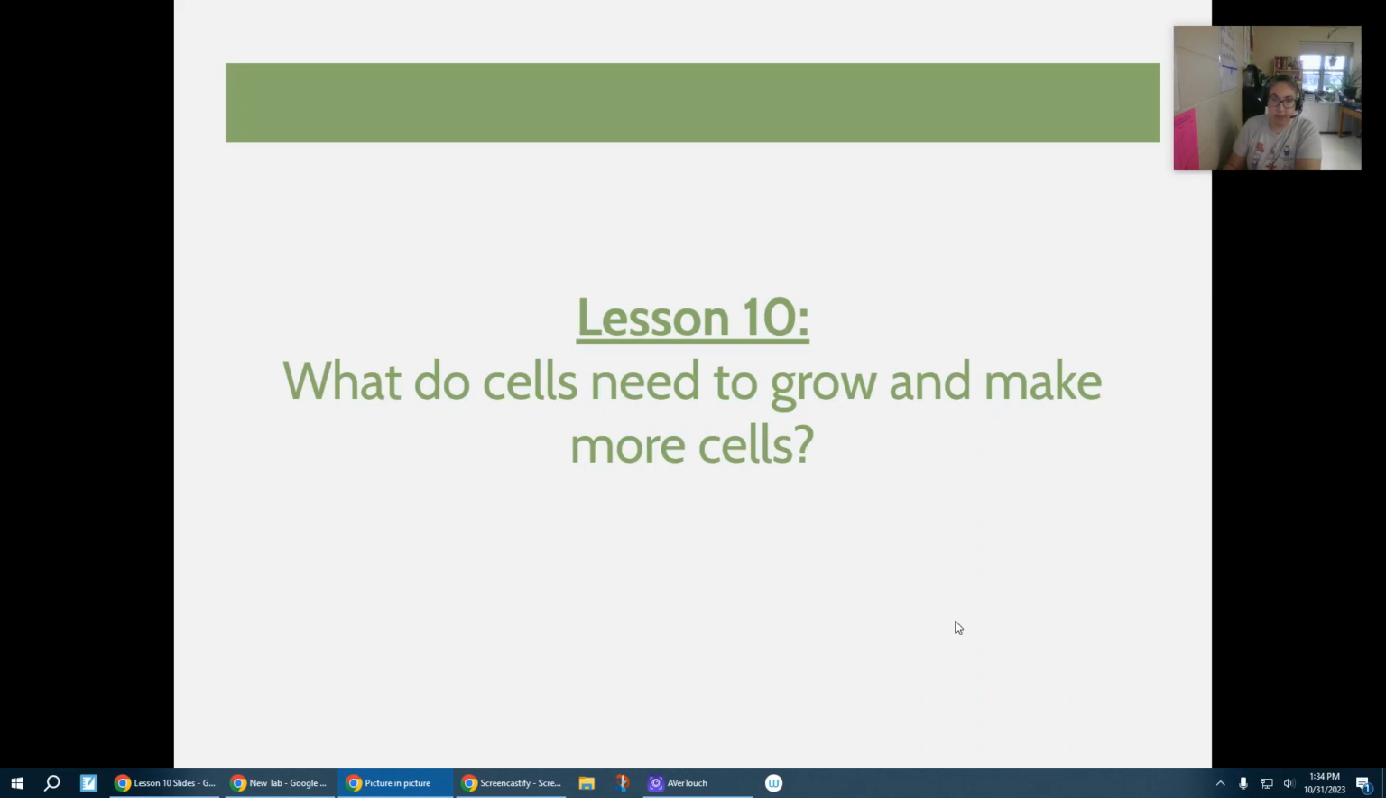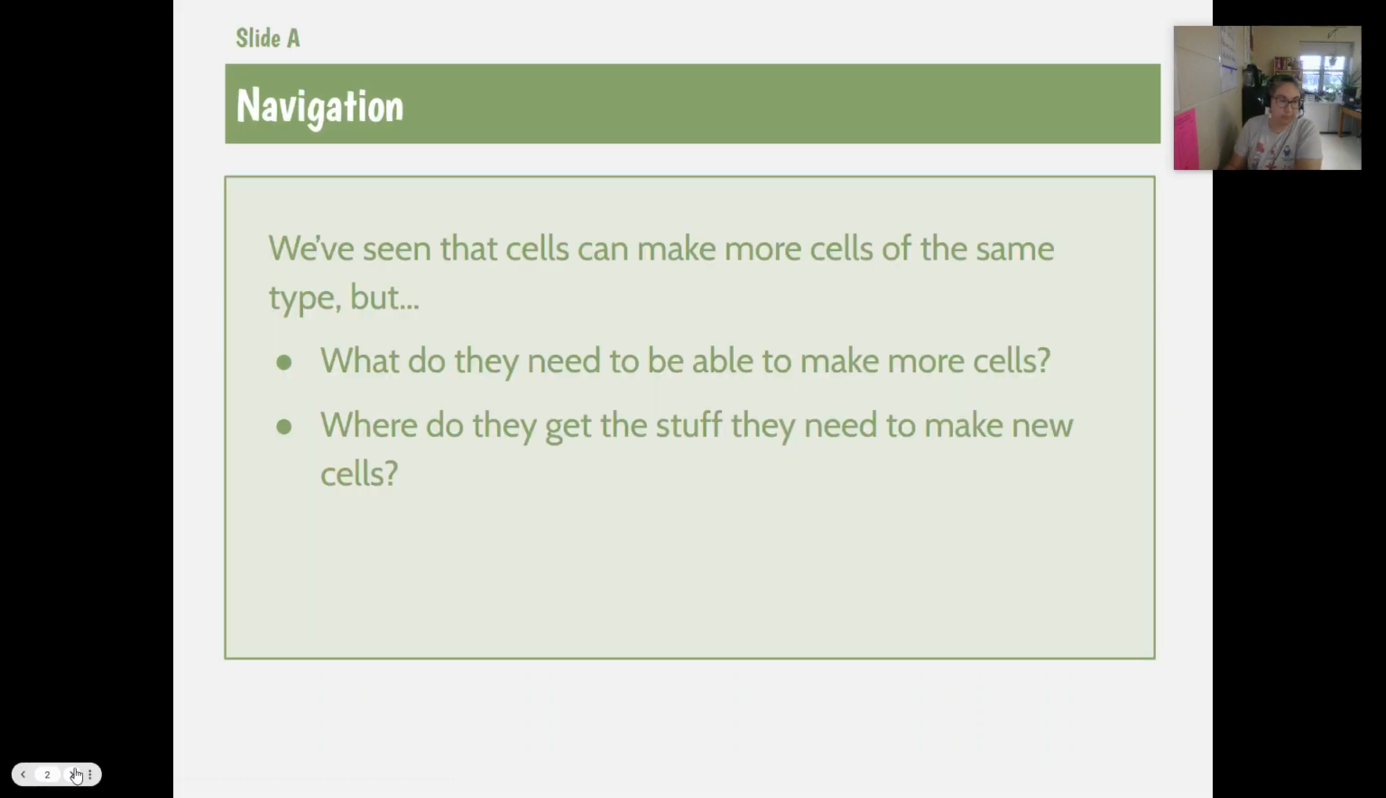This is lesson 10. What do cells need to grow and make more cells? So we've seen that cells can make more cells of the same type, but we need to know what they need to be able to make more cells, and where do they get the stuff they need to make more cells?